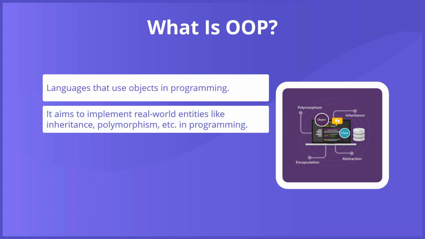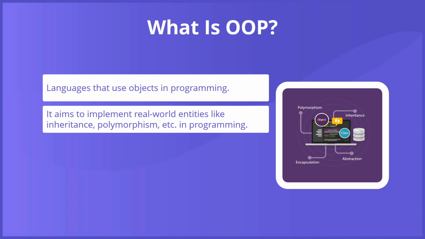Object-oriented programming aims to implement real-world entities like inheritance, hiding, polymorphism, etc. in programming. The main aim of OOP is to bind together the data and the functions that operate on them so that no other part of the code can access this data except that function.